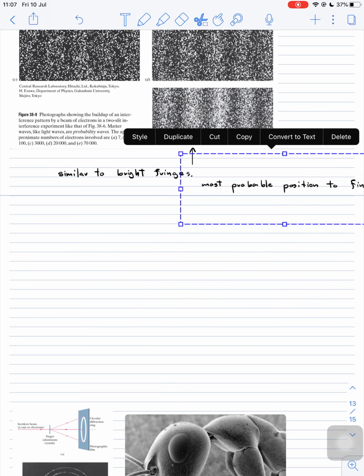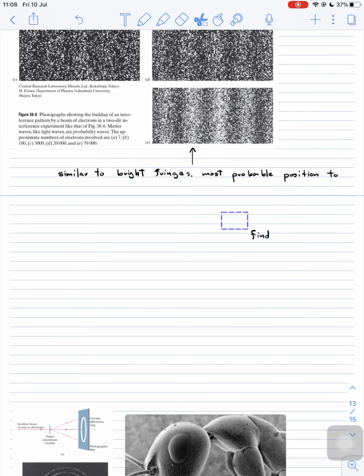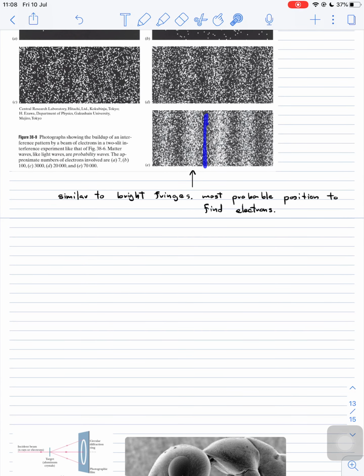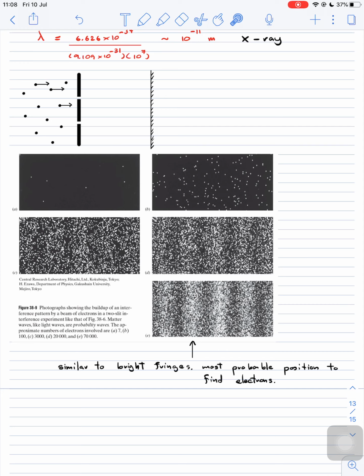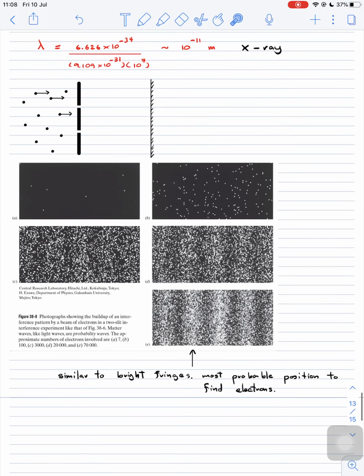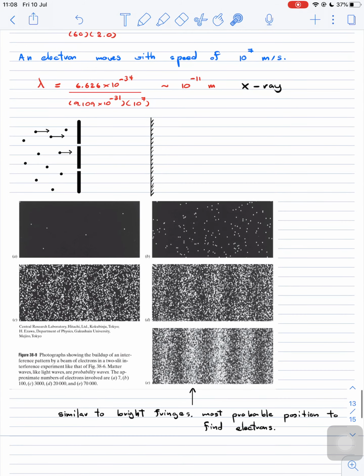Possible position to find the electrons. And the dark fringe here is the least probable position to find the electrons. Okay, and that's it. So now you can see the property of the wave for the electron, right? So this shows that the electron can behave as a matter wave. And therefore, don't forget that the wavelength of the electron is about the wavelength of the X-ray.